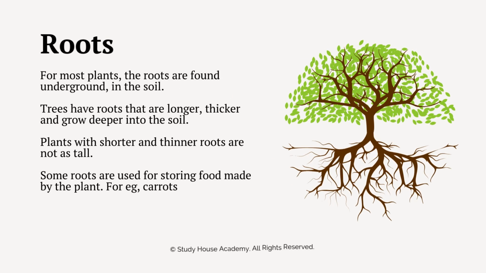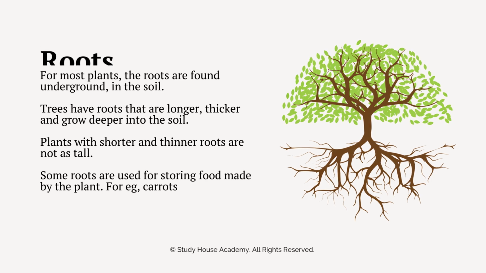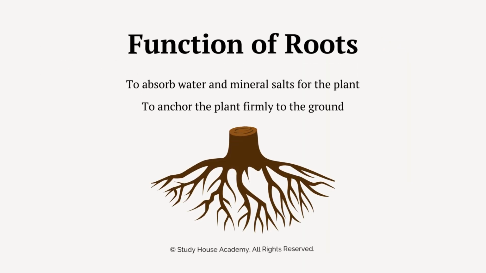For most plants, the roots are found underground, in the soil. Trees have roots that are longer, thicker, and grow deeper into the soil. Plants with shorter and thinner roots are not as tall. Some roots are used for storing food made by the plant. For example, carrots.